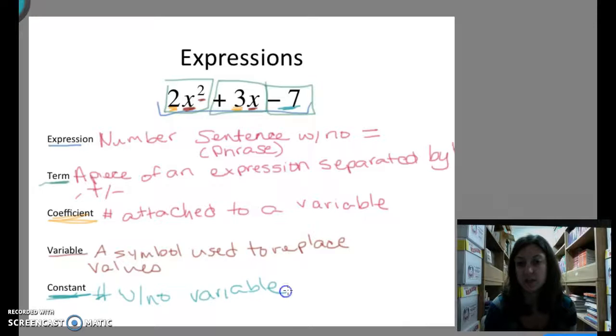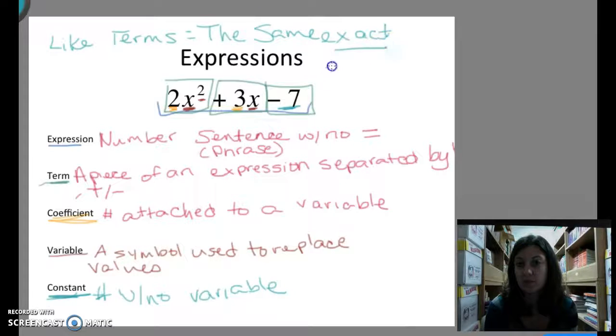Okay, they aren't attached to each other. There we go. So like terms are terms that have the same exact ending. That means they have all the same letters in common. They have all the same exponents in common. Oops, exponents. And then you can combine them.